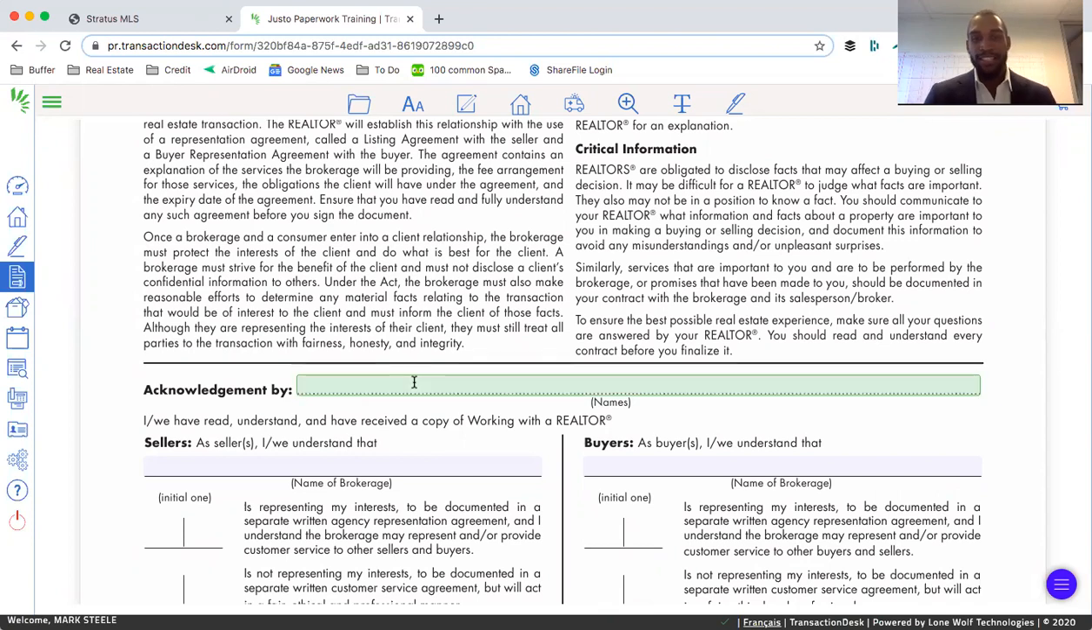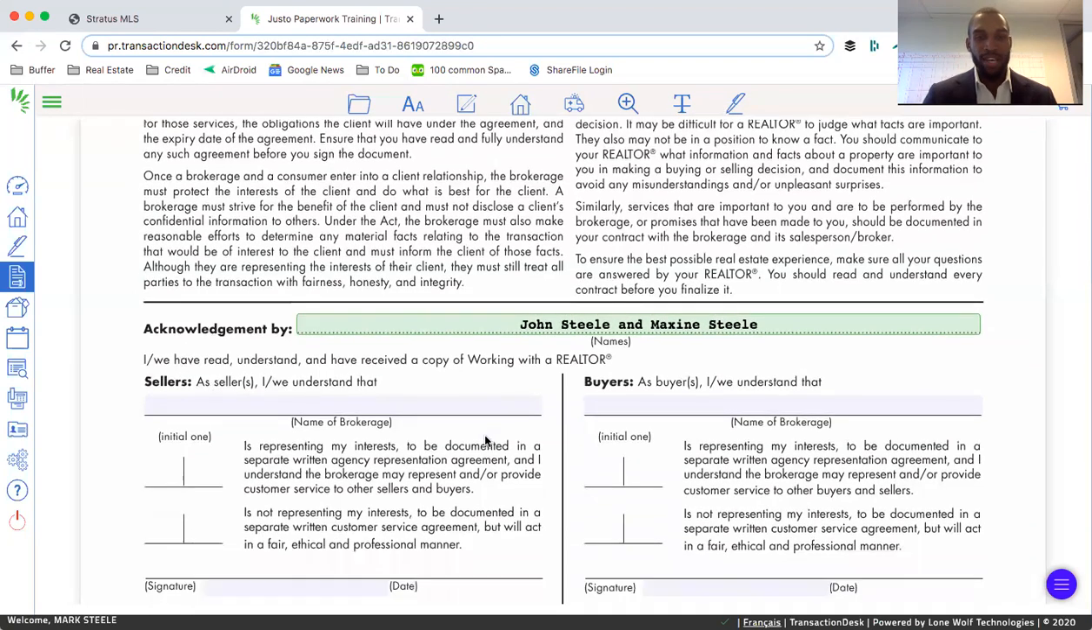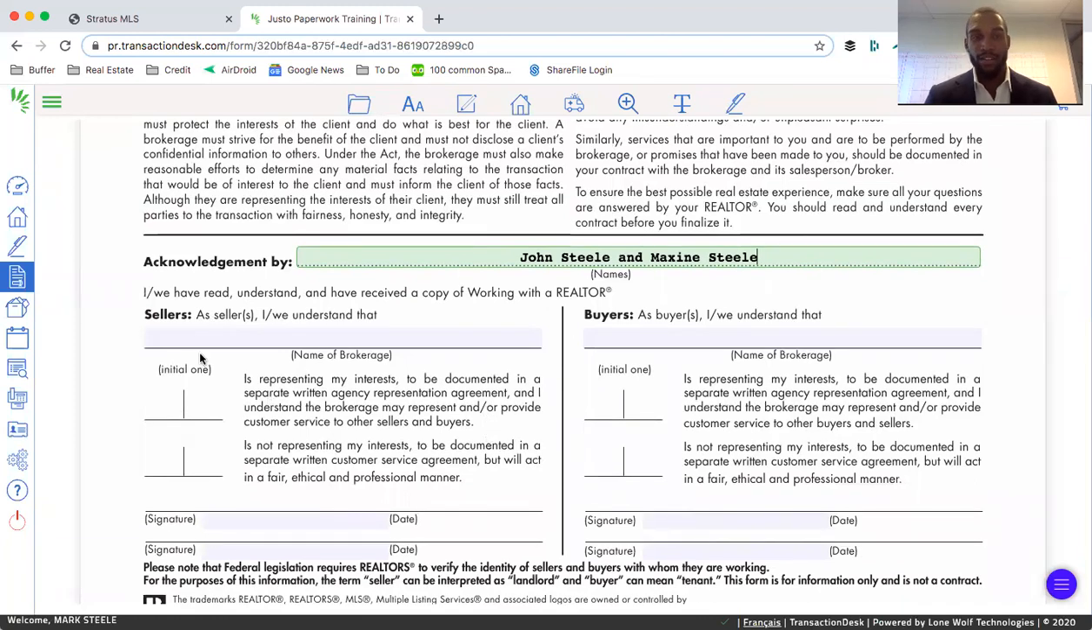So you're going to put your clients' names on this line as the acknowledgement by. And we're going to put John Steele and Maxine Steele. And if you're working with a seller client, they're going to sign on this side. So you put the name Justo Inc. Brokerage over there. Okay. For today's example, we're only working with the buyer transaction paperwork. So we're going to stick to the buyers.